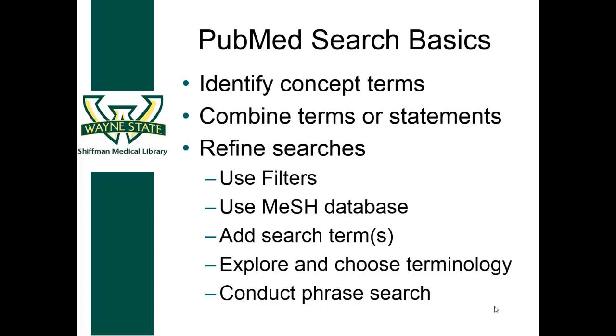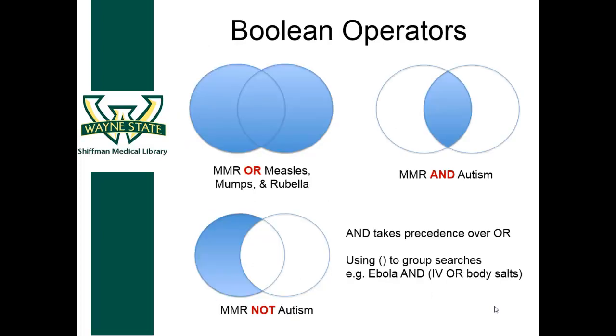You have identified concept terms using PICO and now need to choose the right Boolean operators for your search. In this diagram, you can see that MMR OR measles, mumps, and rubella will retrieve articles about either MMR or measles, mumps, and rubella. MMR AND autism will retrieve articles that discuss both MMR and autism. MMR NOT autism will exclude records that contain the term autism.